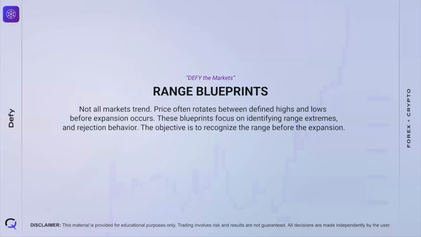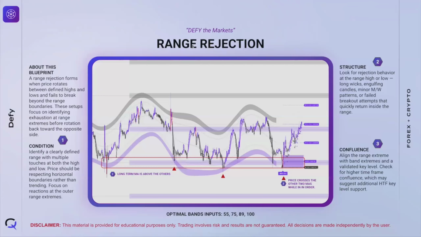And this is where you're having price start to potentially rotate and either consolidate and continue, or potentially accumulate and reverse. So the objective here in this blueprint is to be able to identify when the market is consolidating and learn how to trade the range. So we have a single blueprint, and we call this the range rejection.